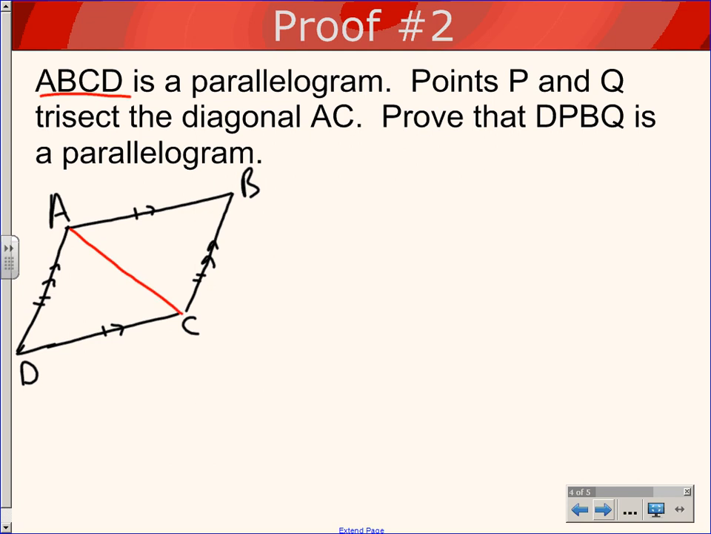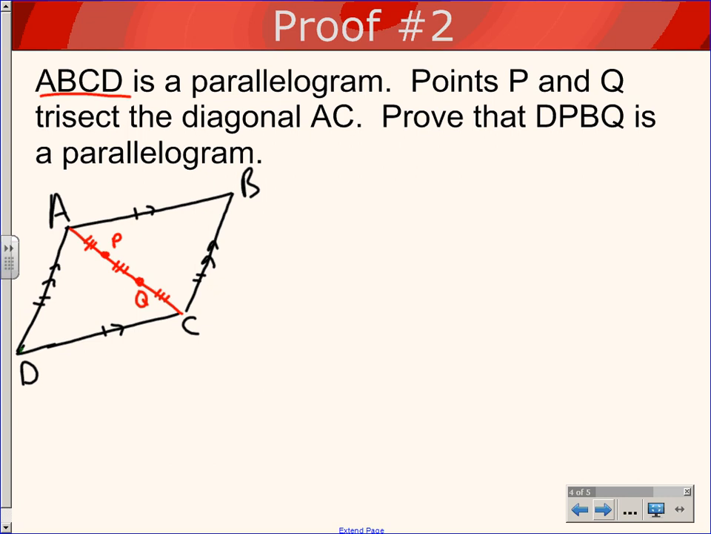And points P and Q trisect it. So I think you know what bisect means, right? Bisect means cut in half. Trisect would be cut into 3 equal pieces. Yeah, that's relatively close. So there's point P, there's point Q, and these are all equal to each other. Trisected it. Prove that DPBQ is a parallelogram.